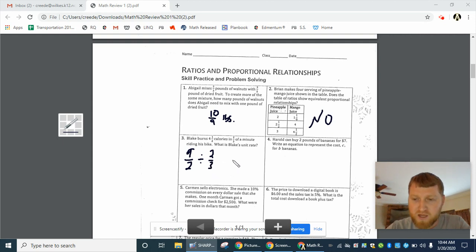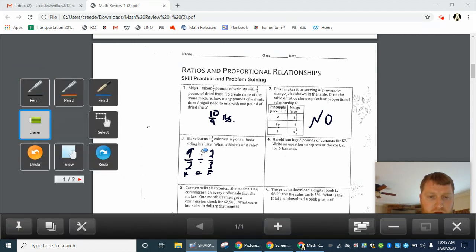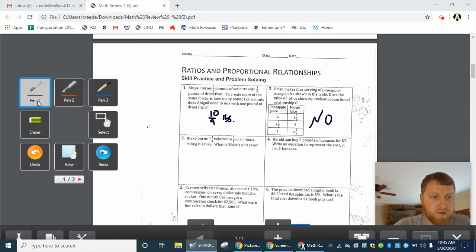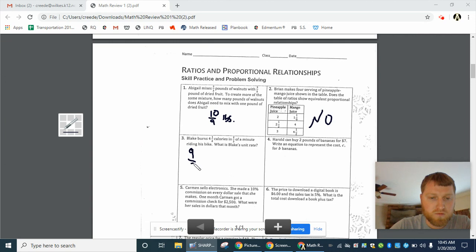Now, dividing by fractions is not fun. Dividing by fractions is much easier if we multiply by the reciprocal. So remember the keep, change, flip method that you guys have learned. Keep, change, flip is the same thing as multiply by the reciprocal. So I'm going to keep 9/2 and multiply that by the reciprocal of 2/3, which is 3/2. Remember, we multiply fractions by multiplying across: top by top, bottom by bottom. 9 times 3 is 27. 2 times 2 is 4.